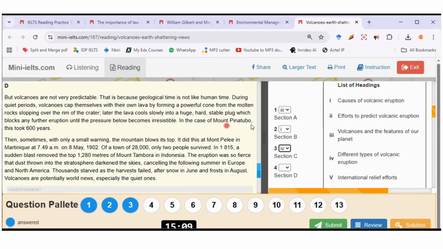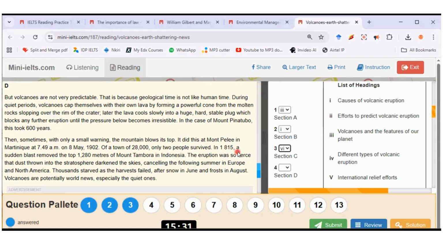In the case of Mount Pinatubo, this took 600 years. Then sometimes, with only a small warning, the mountain blows its top. It did this on Mount Pelée in Martinique at 7:49 a.m. on 8 May 1902. A town of 28,000 people, only 2 people survived.